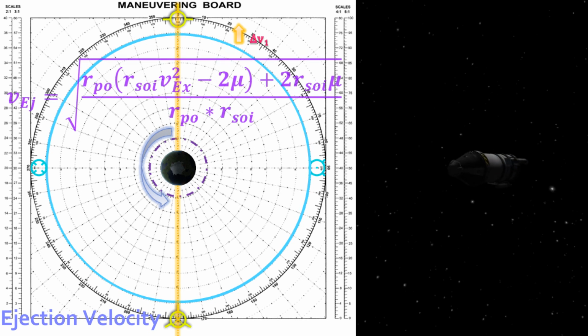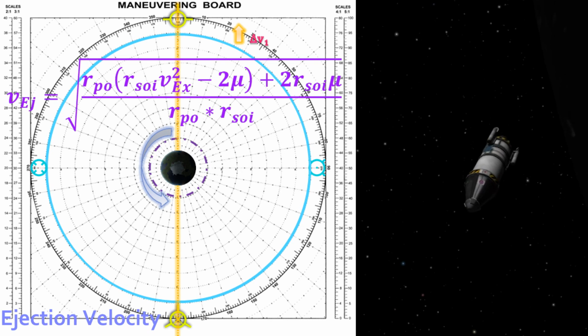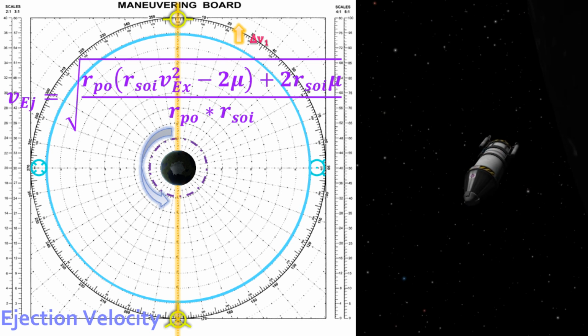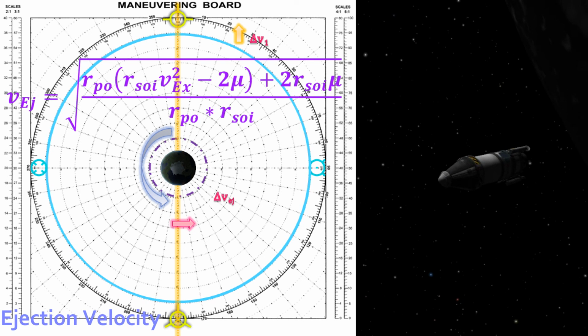We'll run the numbers to this equation, and in this case we're using the planet of the SOI that we're leaving for things like the gravitational parameter and the radius of the spacecraft in its parking orbit and the radius of the planet's SOI. That will give us the V_ej or ejection velocity, which is the velocity that the spacecraft needs to achieve during its departure burn to have the required V-infinity once the spacecraft reaches the edge of the SOI.